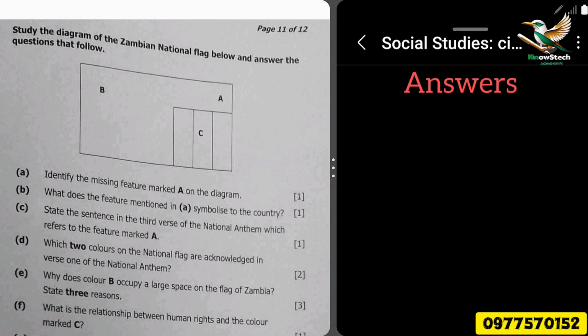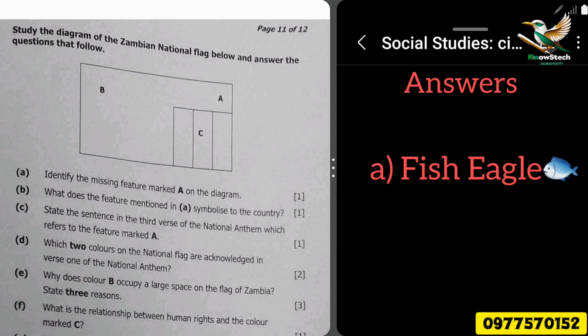Question 3, under civic education or civics: study the diagram of the Zambian national flag below and answer the questions that follow. Identify the missing feature marked A on the diagram. That is the fish eagle. What does the feature mentioned in A symbolize to the country?